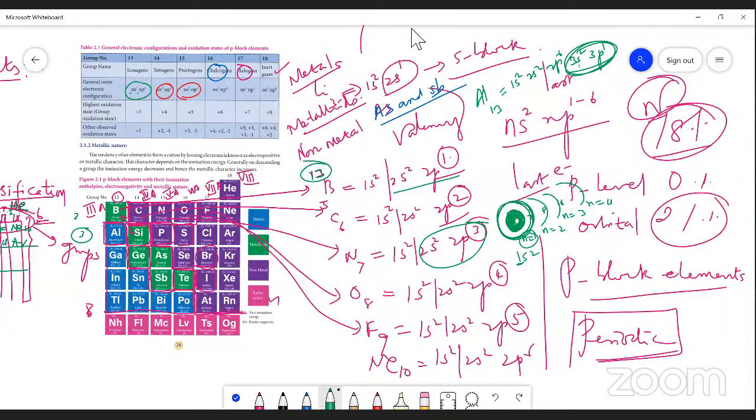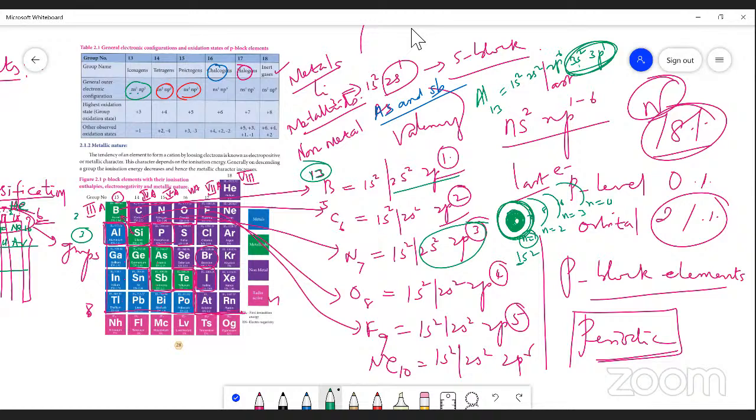That means boron has the last shell 2s2 2p1. Aluminium has 3s2 3p1. Gallium has 4s2 4p1. Indium has 5s2 5p1. Thallium has 6s2 6p1. And nihonium has 7s2 7p1. So we have only 7 periods and 18 groups. You should understand this point very clearly.